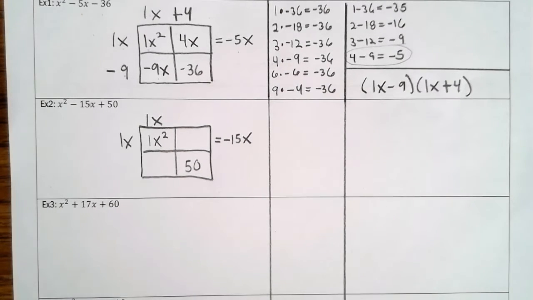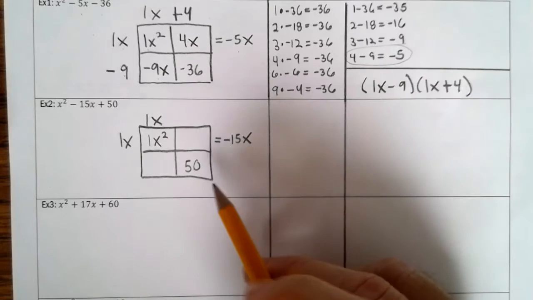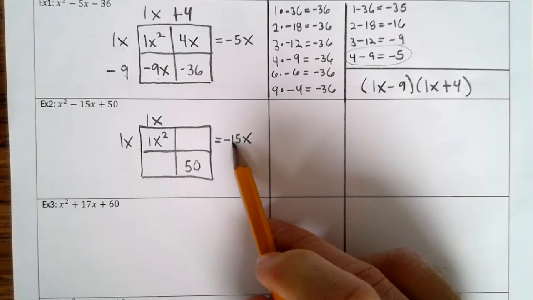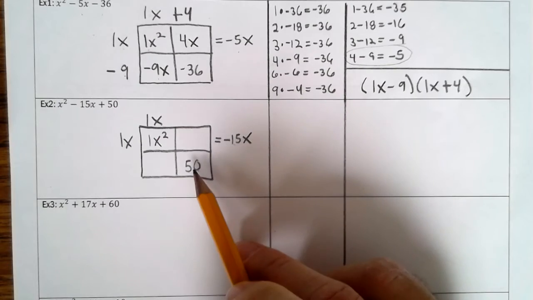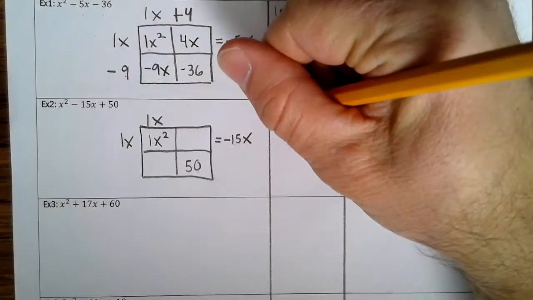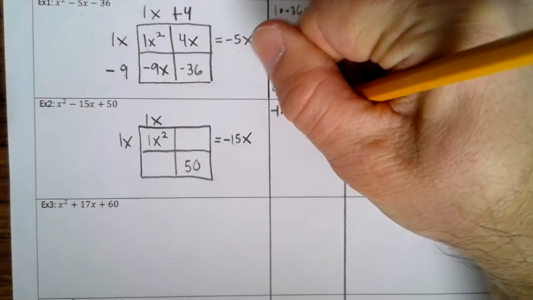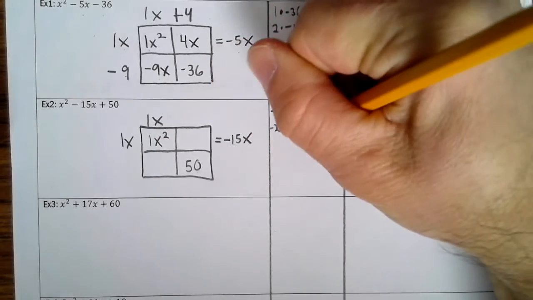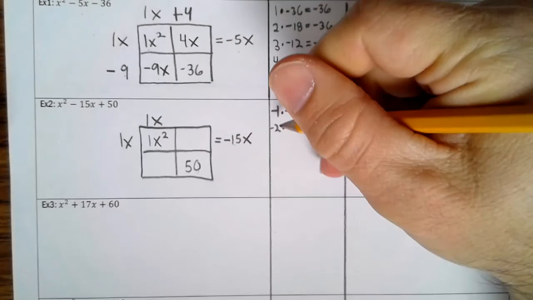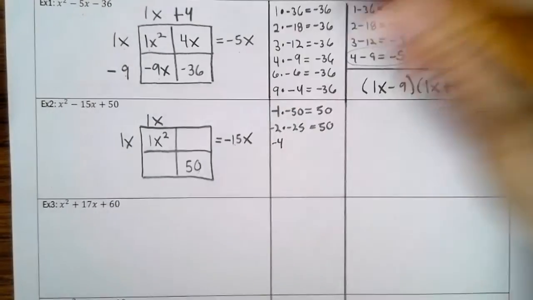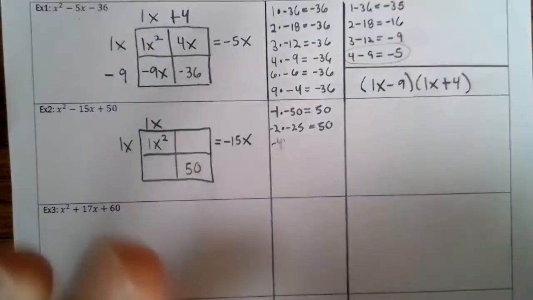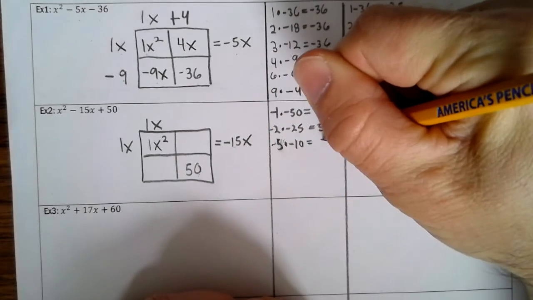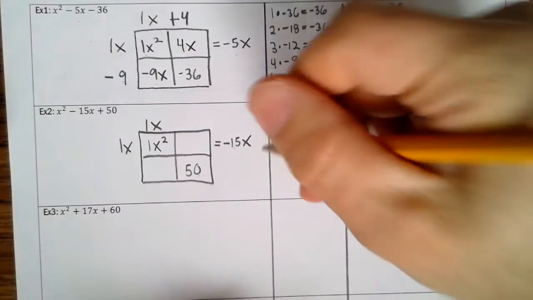Okay. Now we need to find all the combinations to make 50. But because the last number is positive and the middle number has to be negative, both numbers have to be negative. So negative 1 times negative 50 is positive 50. Negative 2 times negative 25 is positive 50. Negative 3 doesn't work. Negative 4 doesn't work. Negative 5 times negative 10 is positive 50. Negative 6 doesn't work. Negative 10 times negative 5, which is positive 50.